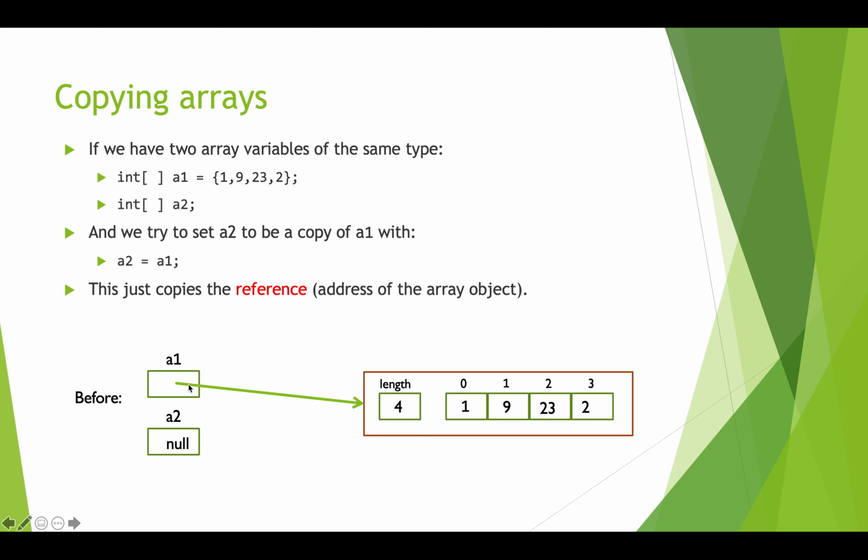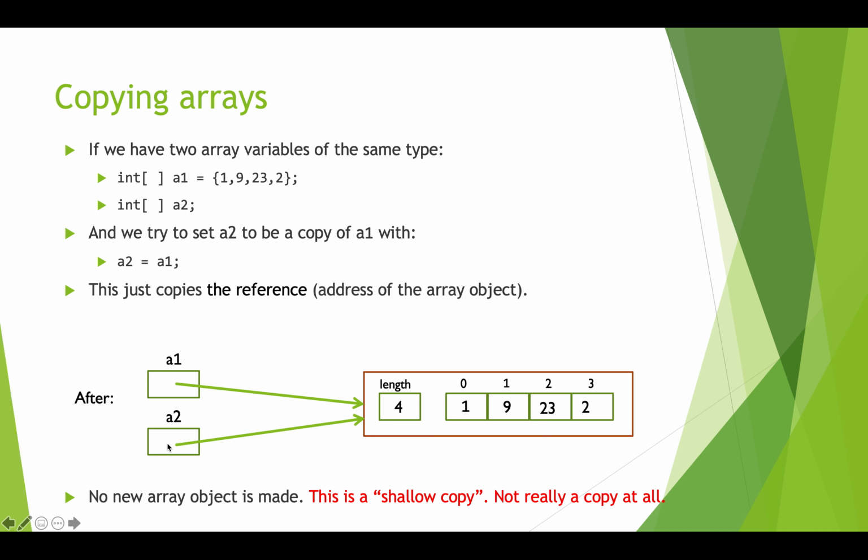Here we have A1, the reference variable for our int array, and it's pointing to an array on the heap. The array has 4 slots and the length is 4. And A2, after this first statement, is just a reference variable, so it's got null in it, it's not pointing at anything. Then when we execute the statement A2 equals A1, A2 no longer holds null, it gets a copy of the address that's in A1, so now both A1 and A2 are pointing at the same array on the heap.